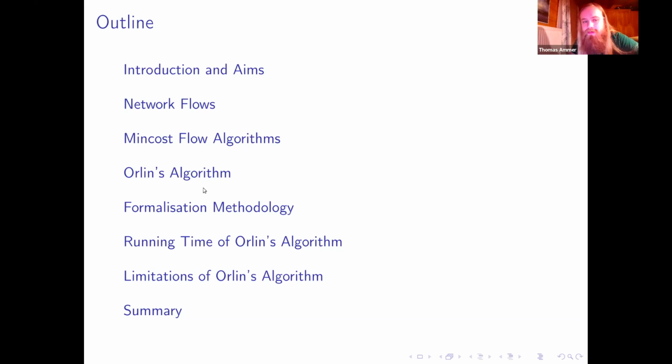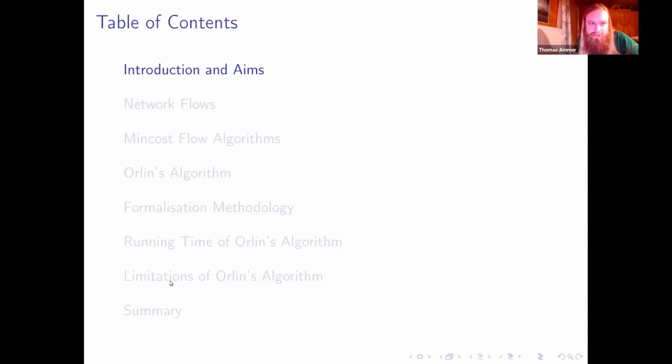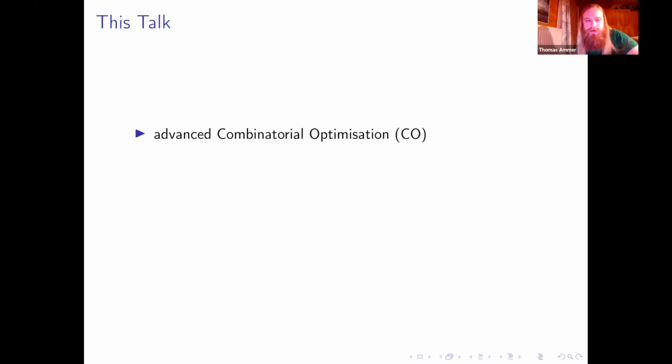And then, because this algorithm by Orlin is still today the most efficient method for solving those minimum cost flow problems, because of that, I will also make a few remarks about the running time. And then finally, I talk about the limitations and how they can be resolved. Okay. So in this talk, I speak about advanced combinatorial optimization in the Isabelle HOL proof assistant.